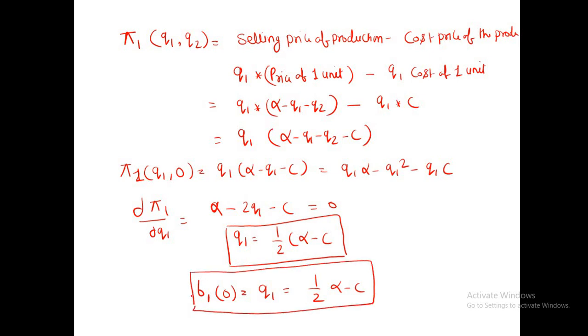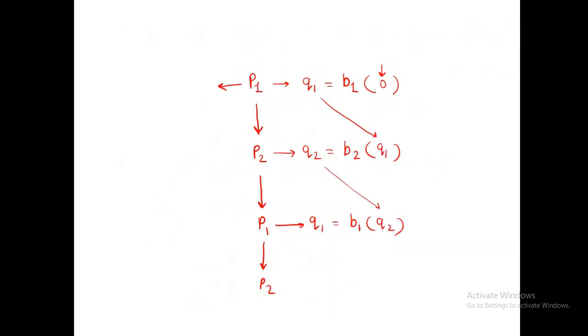Okay, now in the next chance, who will take the action? In the next turn the P2 will take the action, and the action of P2 is Q2. And Q2 is equal to what? The best action for player 2 when he is considering that the production of the other player, that is player 1, is Q1.